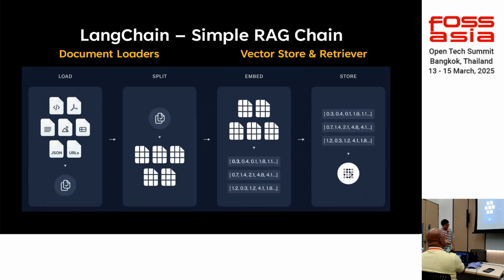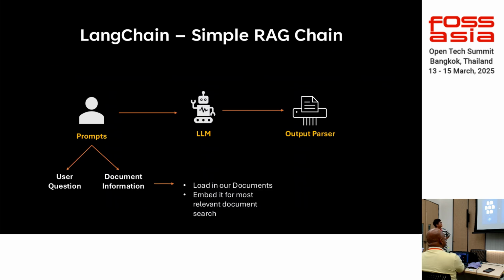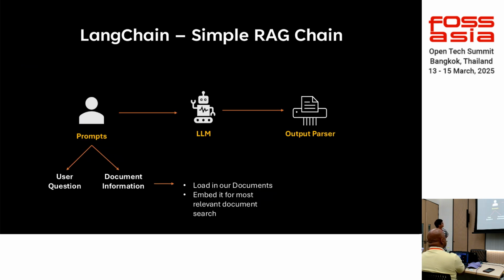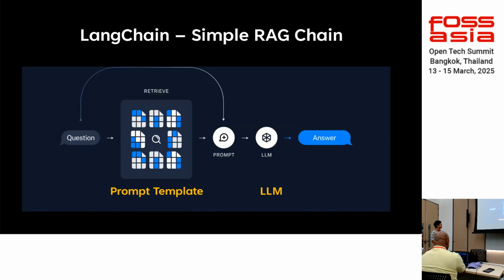Okay. So to summarize, in order to build this with LangChain, we load in some data, we embed it, we store it somewhere, and we'll be able to retrieve the most relevant documents at one time. So just now, we have talked about the prompt. The prompt is actually a prompt template which accepts the user question and the document information. So just now, we loaded in our document, and now we will embed it. So this is the pipeline.